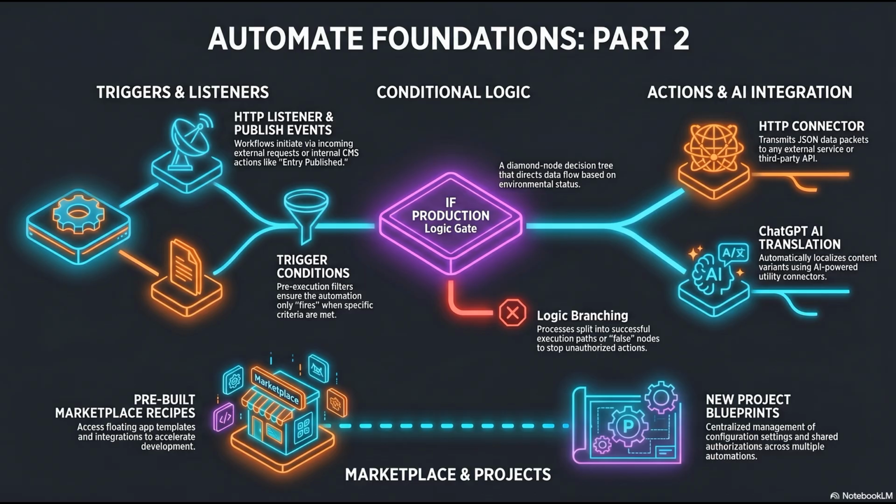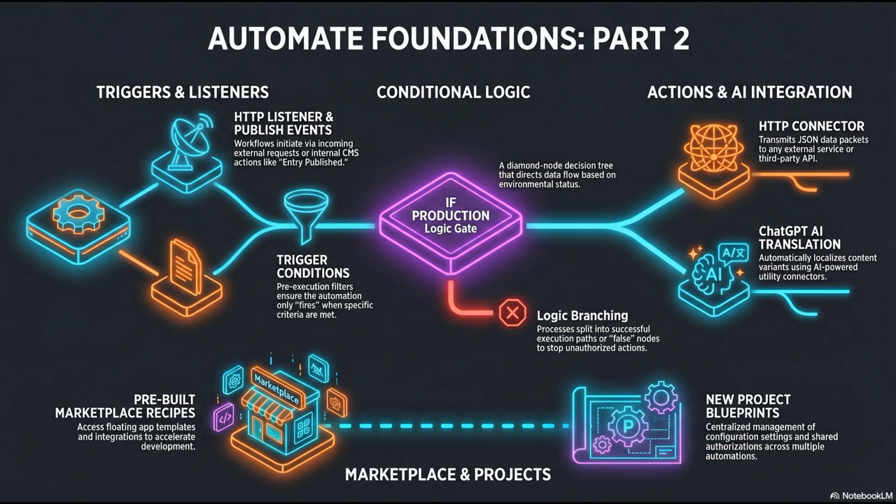Right. Once ChatGPT finishes the translation, it fires a webhook containing the French JSON payload back to your HTTP listener. The listener authenticates the payload, wakes up the second half of the pipeline, parses the translated text, and utilizes a native Contentstack action to update the original entry with the new localized content. It can even advance the workflow state to translation complete automatically.